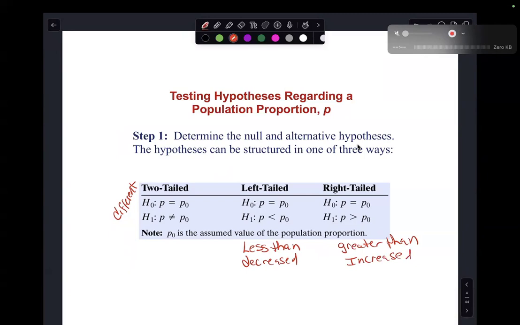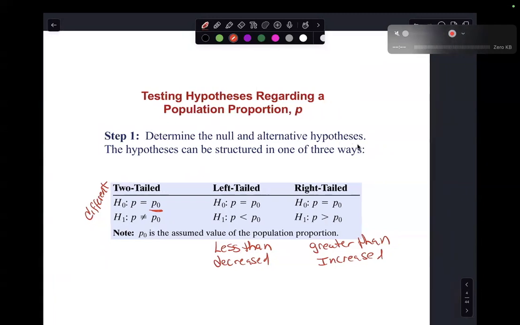And anything that has this little sub-zero, I talked about that before, that's like an initial value. So this is going to be our assumed value, and we are assuming the population proportion is that until we prove it differently. We are assuming it's what it is until we prove something else with our sample. So this is all of the stuff that we talked about last week, and now we can move on.